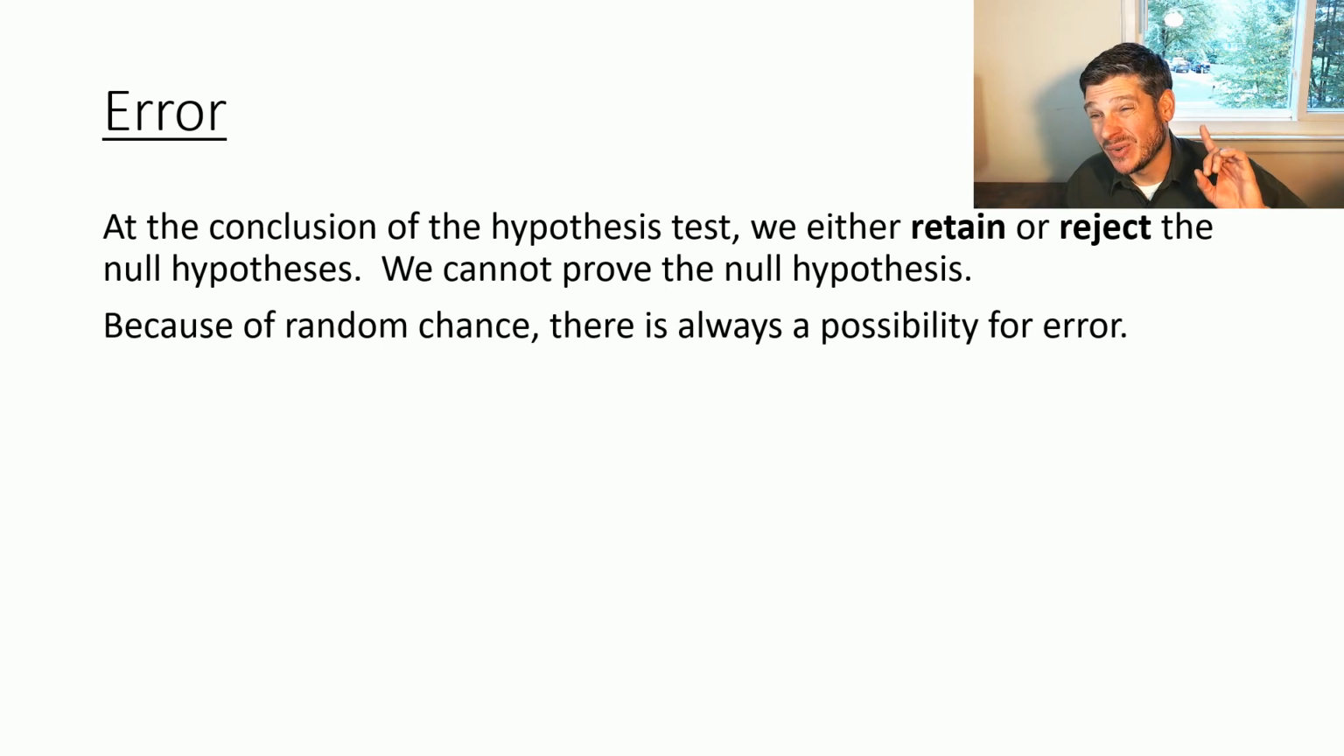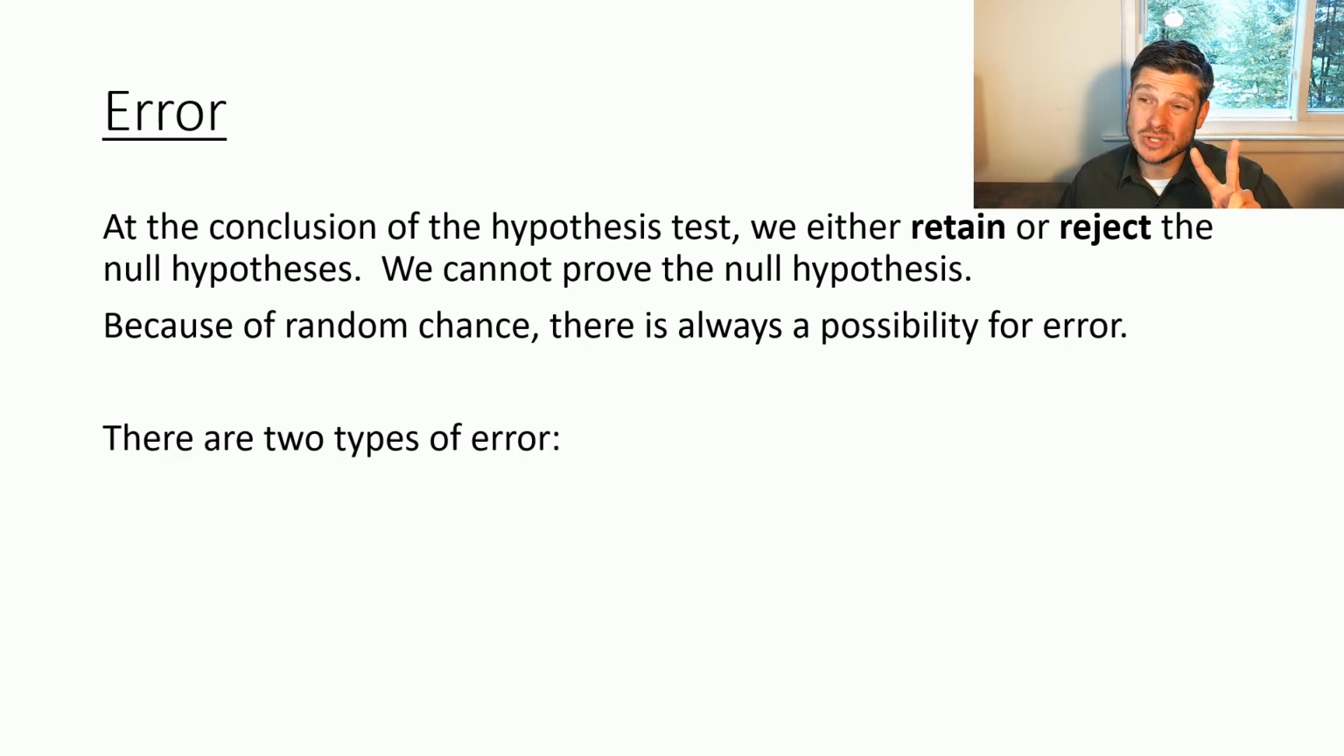Now, we can always make mistakes. Because we're human, everyone makes mistakes sometimes. And at the conclusion of our hypothesis test, when we say we either retain it or reject it, there's always a chance that we made a mistake. And there's two types of errors.